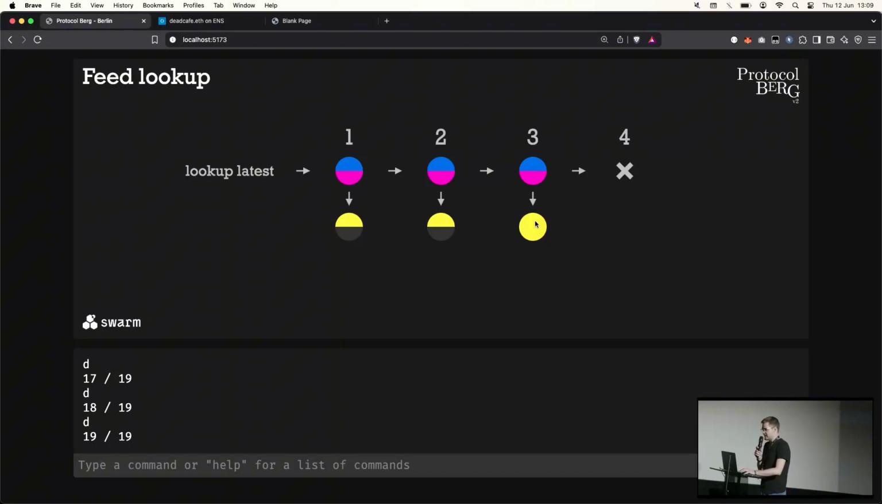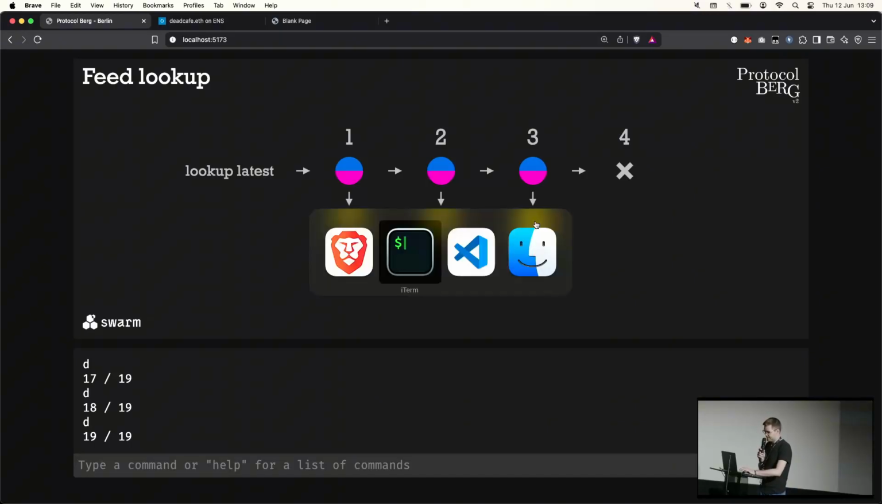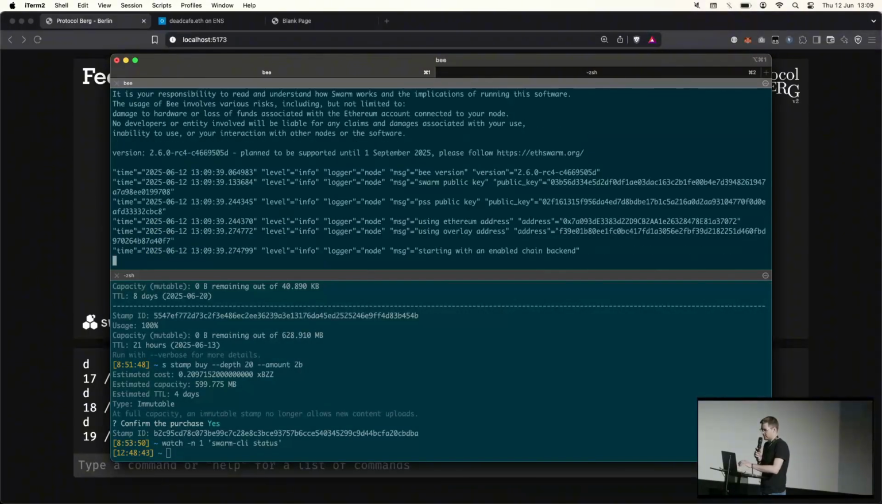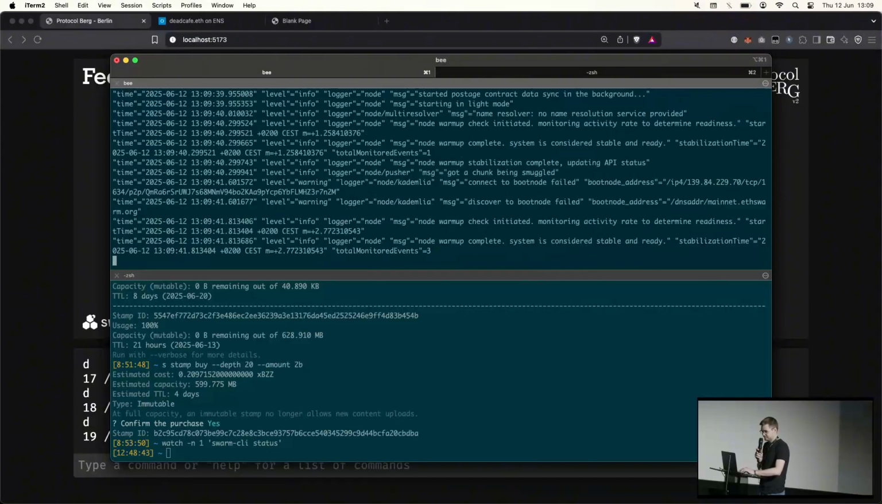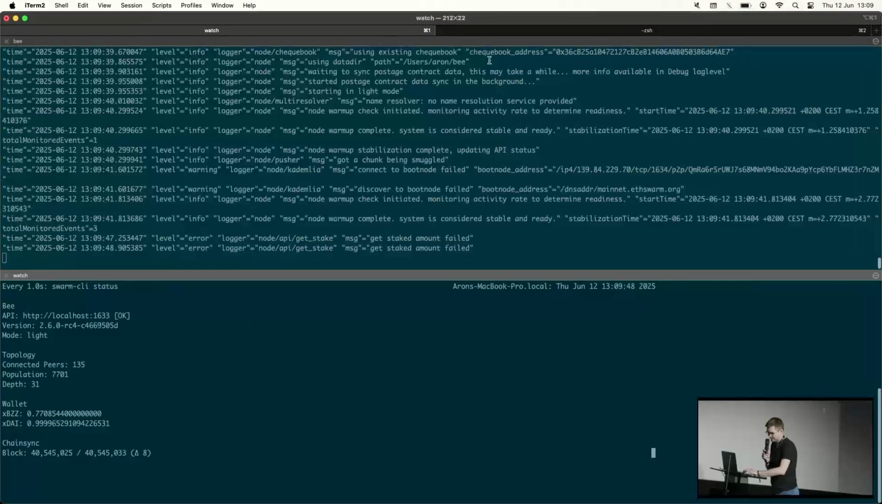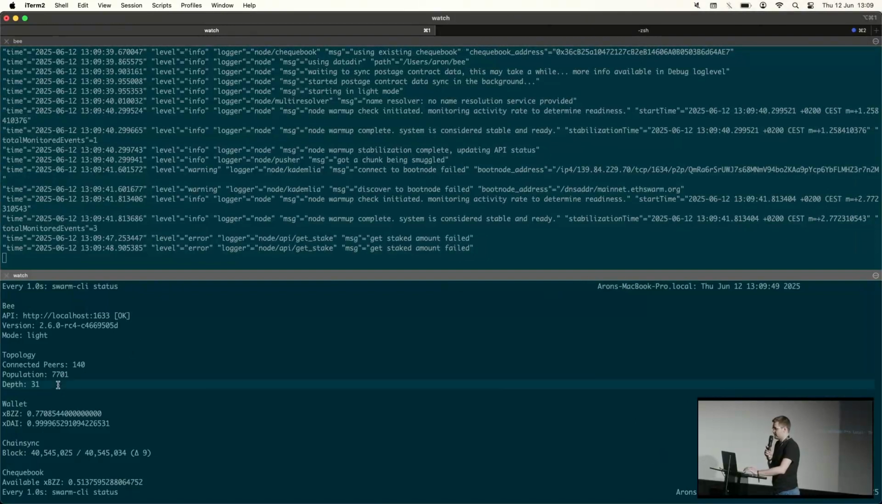Okay, that puts me at the end of this part. So now I'm going to go back to my terminal, start the Bee node. In the other screen, I'm going to monitor its status. I'm mostly waiting for the network depth value to stabilize. So 31 is the initial value while the node is still being set up. It should be 10 after some seconds, which is the actual depth of the network.